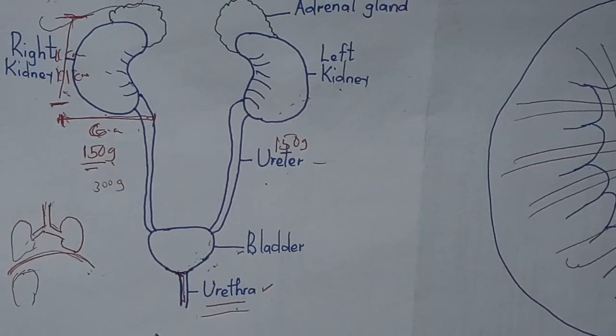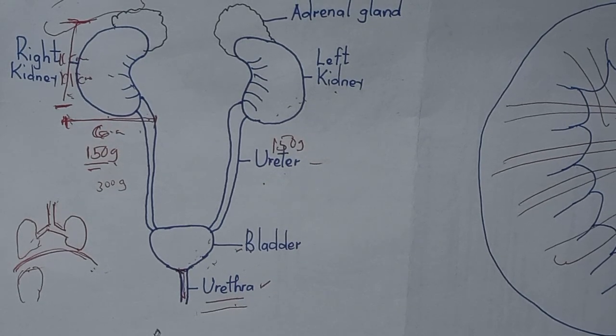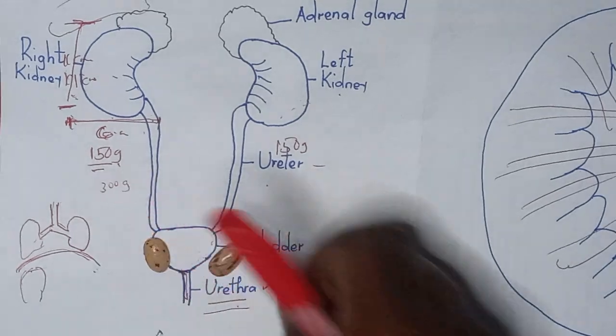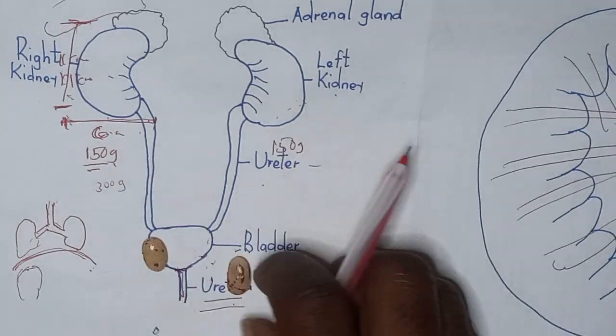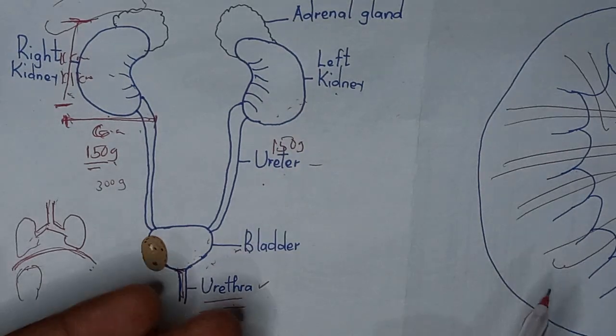As you can see, a kidney is bean shaped. Today I have a sample here of two beans. So the kidney is bean shaped. As you can see, it is in the shape of these beans here. So it looks exactly like the beans.